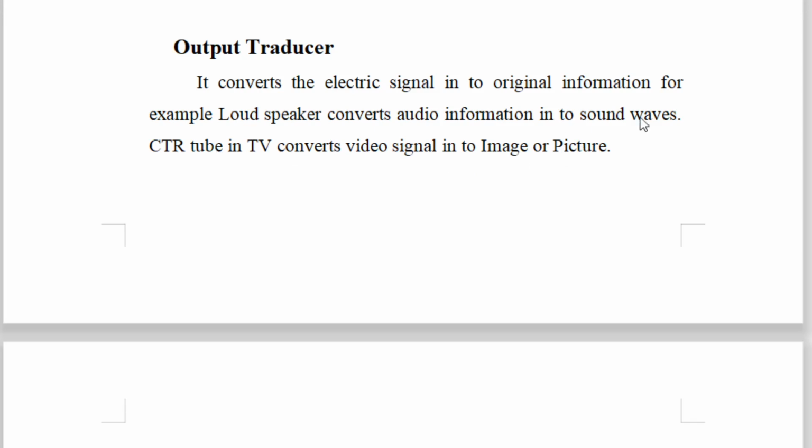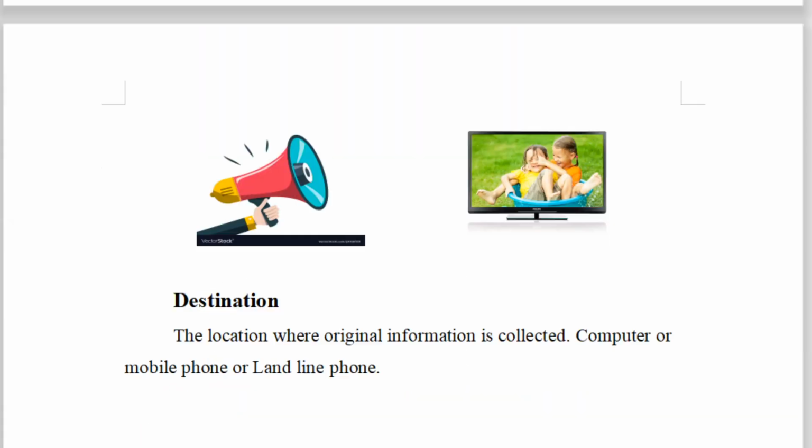So in this way, I have given two examples, and I will show you that here. See, this is your loudspeaker. The input of the loudspeaker is an electrical signal, the output of the loudspeaker is an audio signal. And here is the monitor. Now at the recording time we use the video camera, but at the reproducing time we need a monitor. So the monitor will show us the recorded scene or recorded picture.